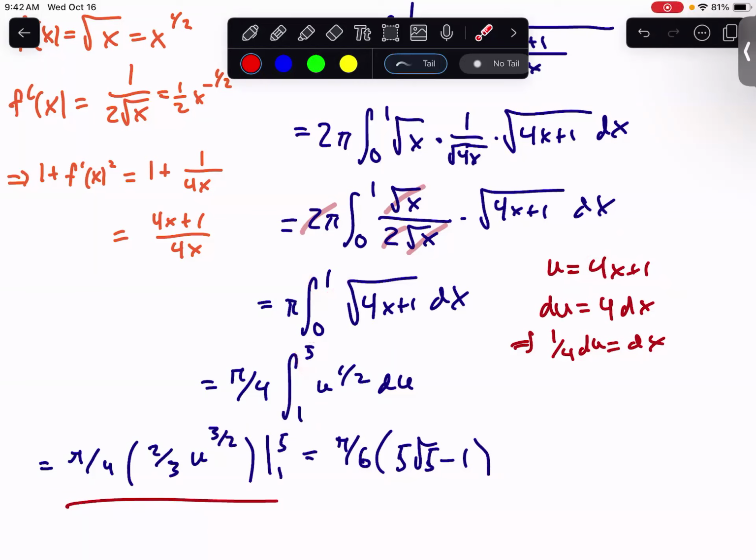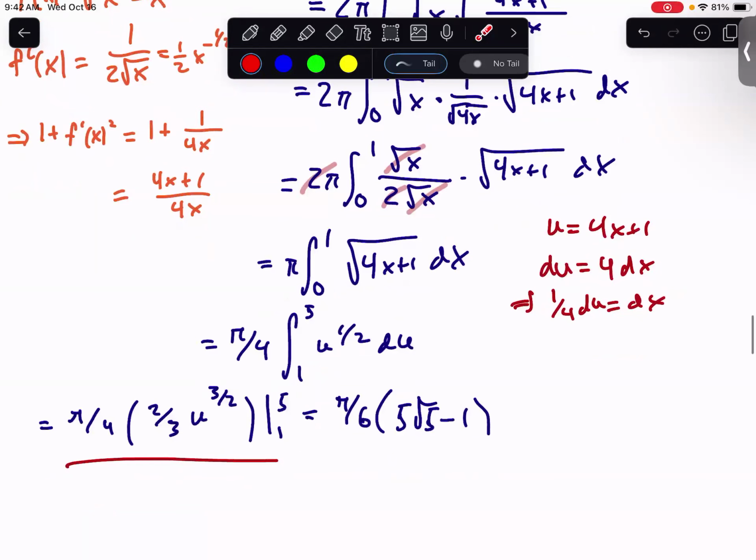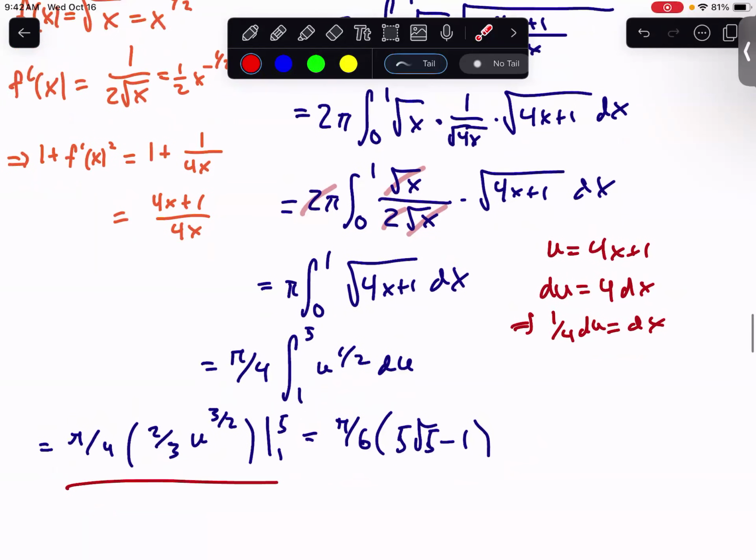You don't have to do things this way. You can find the antiderivative with respect to u and then translate back in terms of x, and then you can use the original limits of integration. And you should get the exact same number at the end of the day. So it's up to you. I just like doing it this way. I like translating in terms of x and in terms of u.